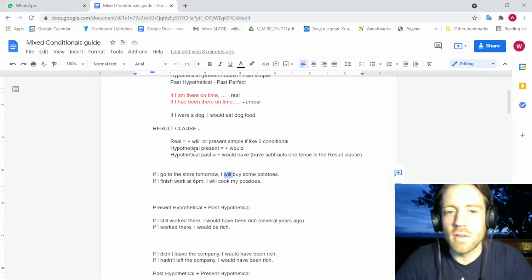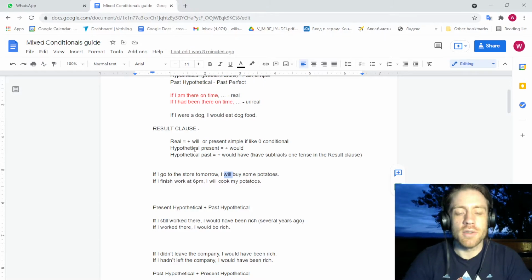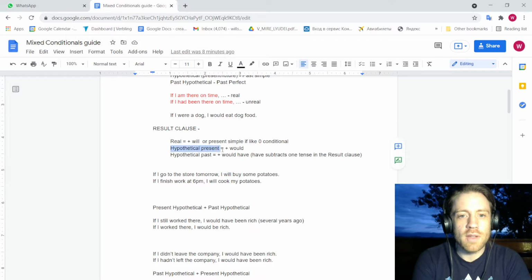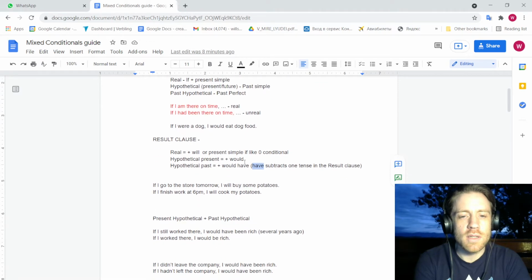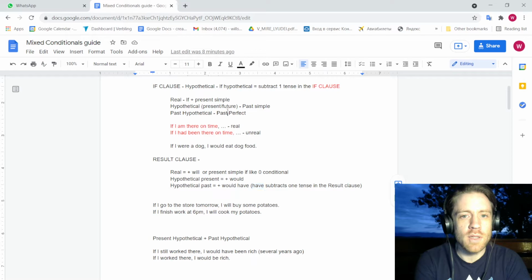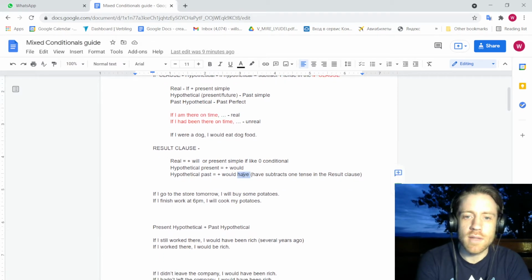But what if we want to do hypotheticals, which is often the case when we're using conditionals? For hypothetical present, we're going to add the word would. For hypothetical past, we're going to use would have. Okay? Does that make sense? So basically, have is subtracting one tense in the result clause. Because we also want to subtract one tense in the same way that we would here, but we're not going to use past perfect. We're going to use would and would have. If you speak Russian, this is like saying бы and бы plus past tense. So have is giving us that past tense.